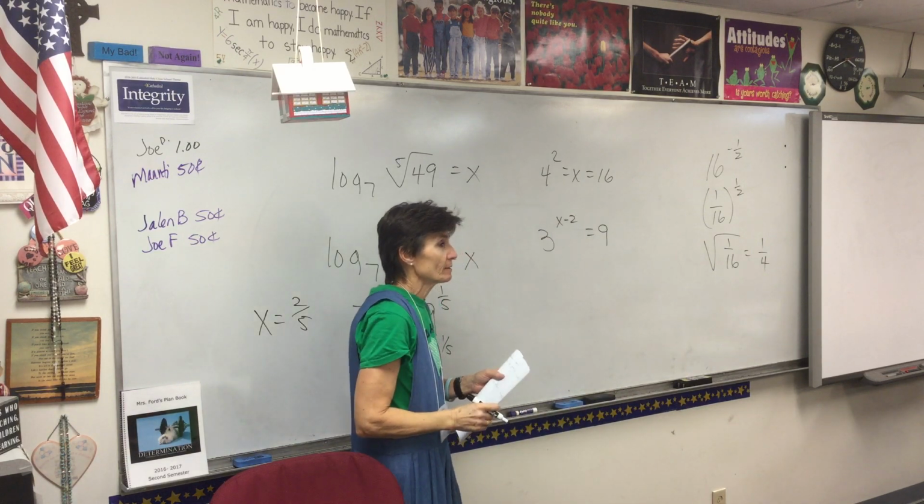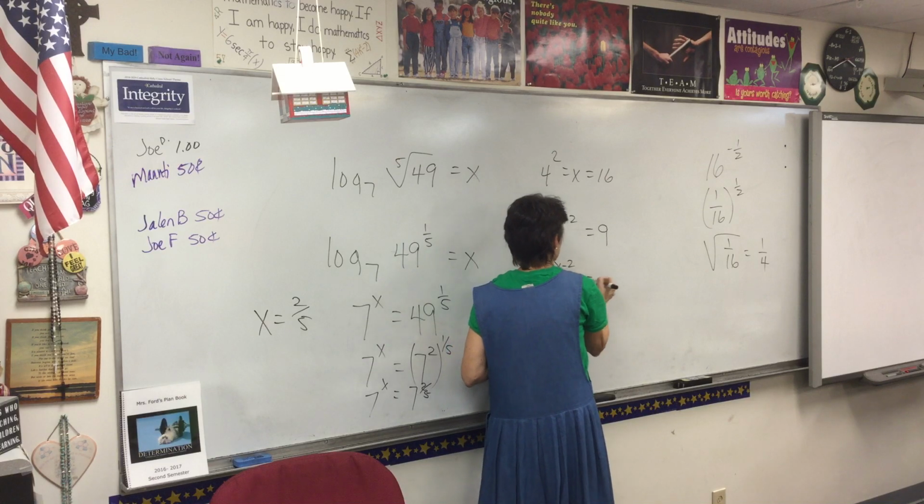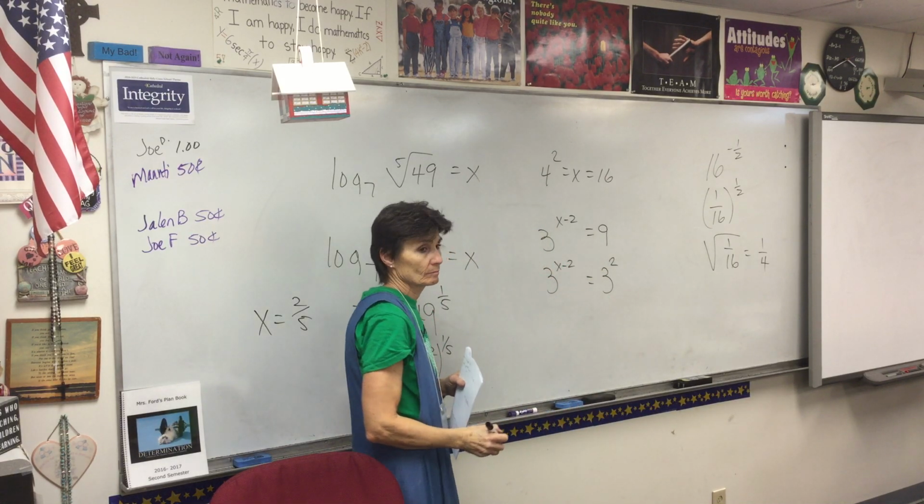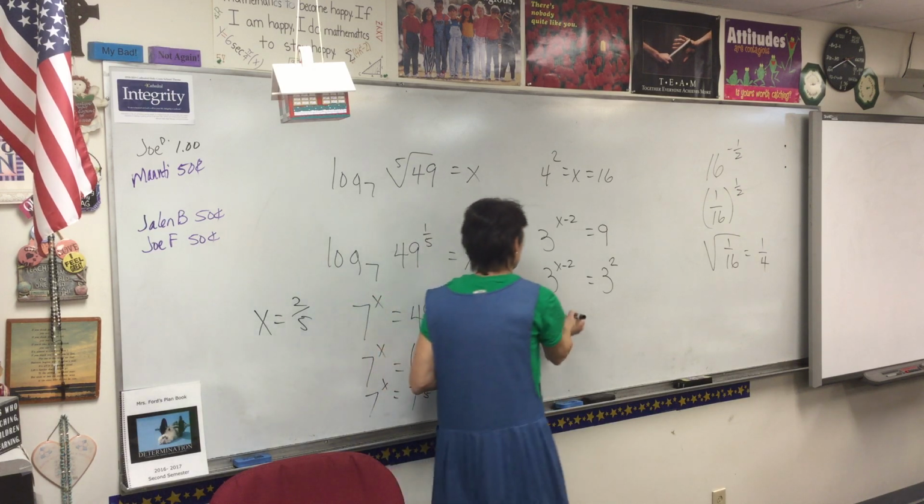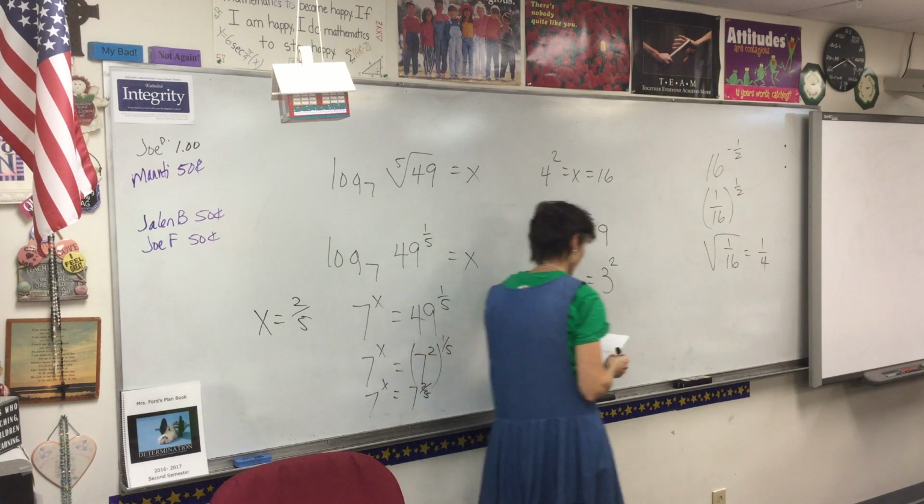What are you going to do with this one? Set it equal to x. Since the star is 3, this x will be minus 2, 3 squared. And you'll get x minus 2 equals 2. So x minus 2 equals 2, and x equals 4.